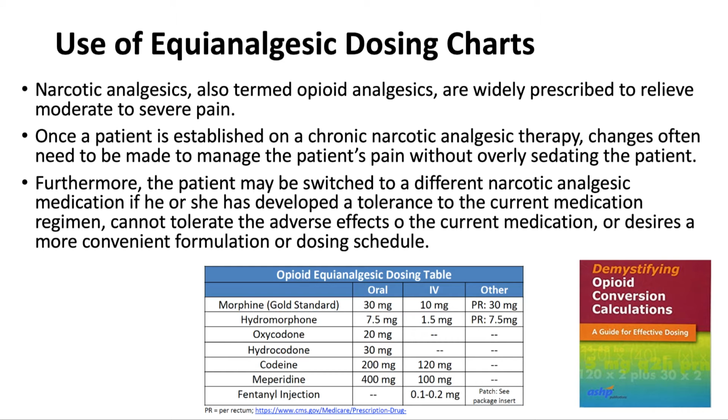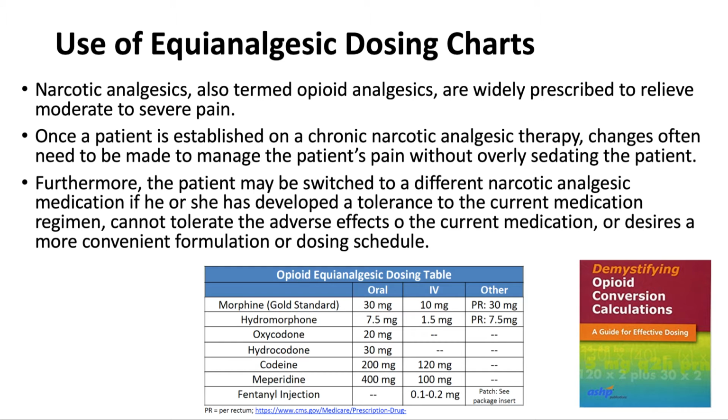The other way that you can use this table, and we're going to apply it in our calculations here, is that now we know the doses of the drugs that relate back to 30 milligrams of morphine, but we can also relate the different opioids to other opioids. So for example, what is the relationship between hydromorphone and oxycodone? Well, since 7.5 milligrams of hydromorphone is equivalent to 30 milligrams of morphine, and 20 milligrams of oxycodone is equivalent to 30 milligrams of morphine, that must mean that 7.5 milligrams of hydromorphone is equivalent to 20 milligrams of oxycodone. Hopefully you can kind of see that.